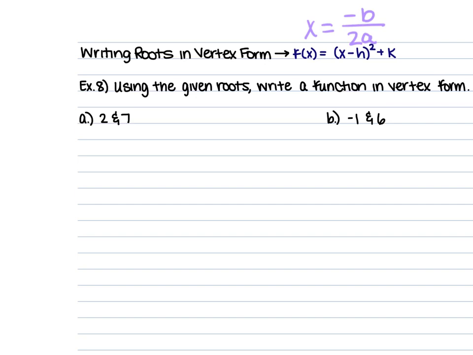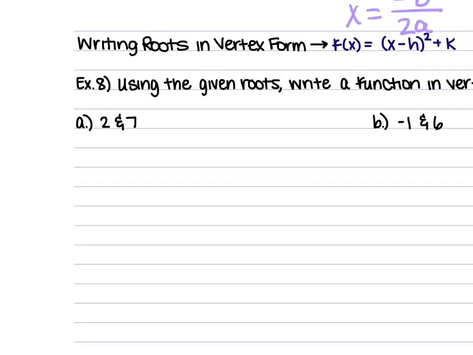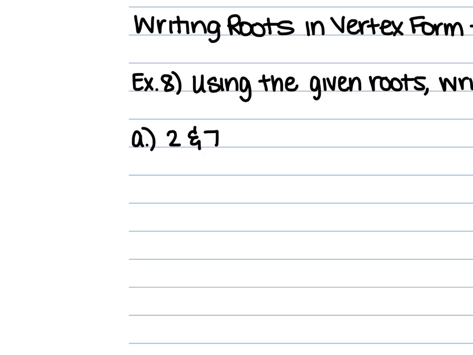H and x are the same, k and y are the same. So when you do that, you just need your x, you need your y, and you're plugging it in to that formula. Your x is not going to change from the f of x is equal to x minus h squared plus k. So with this, we have 2 and 7.